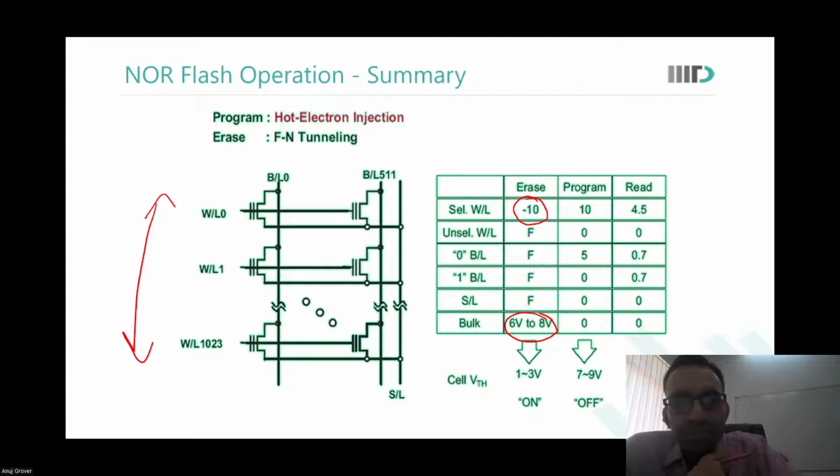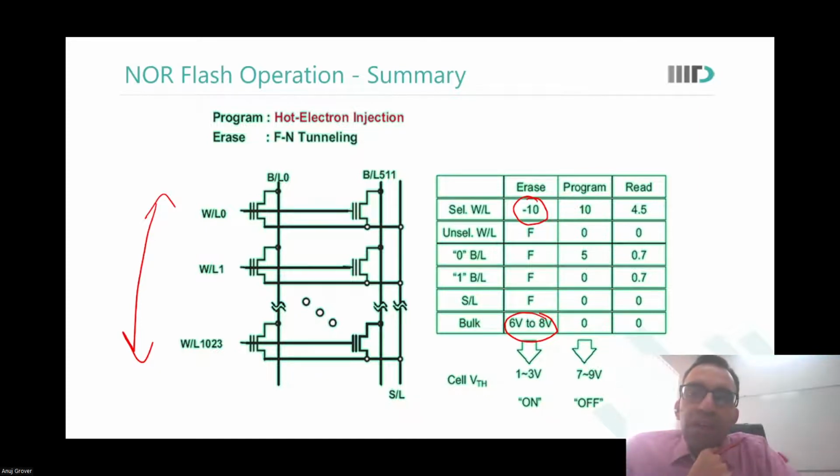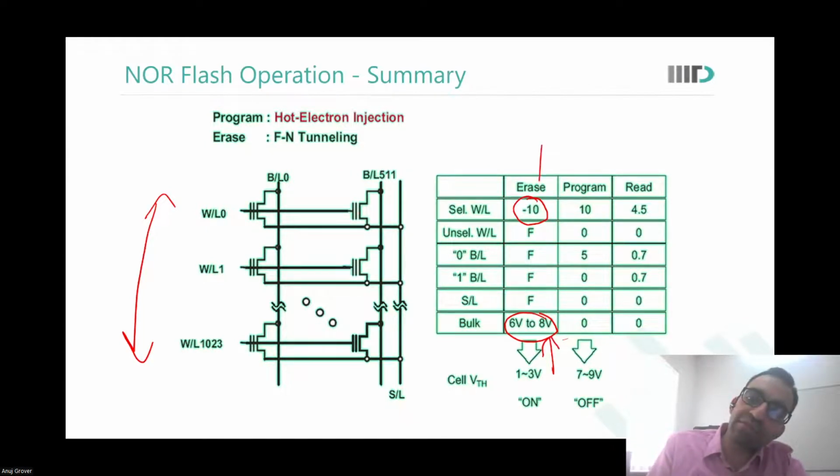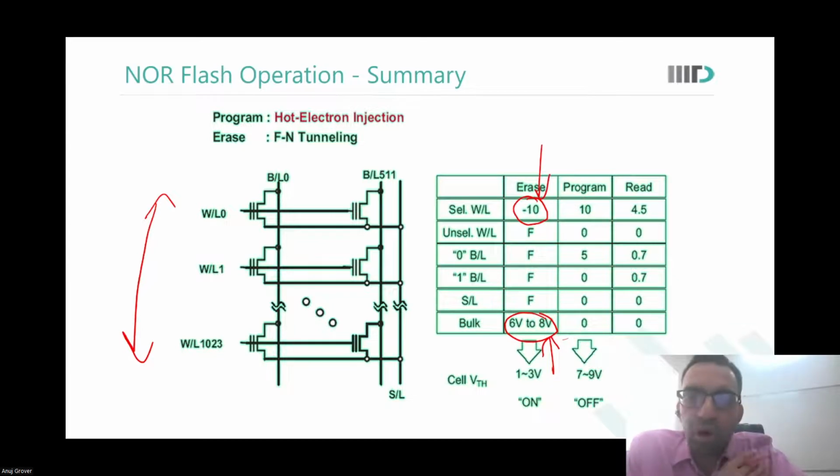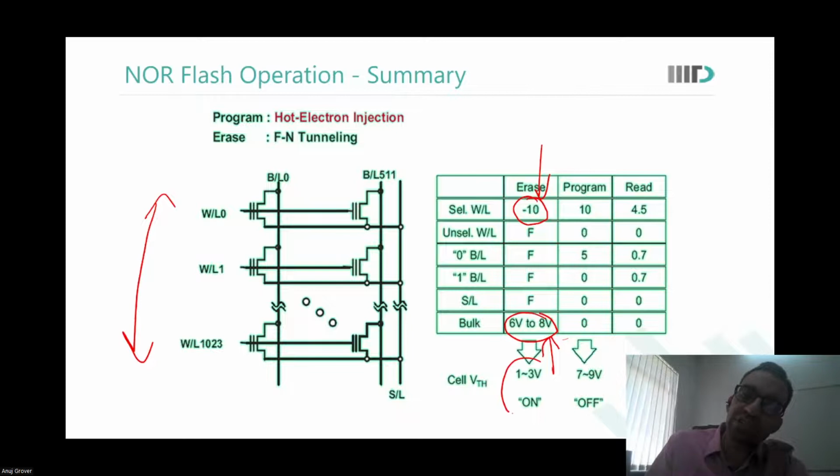FN tunneling will happen, and all the electrons that were there in the floating gate will be repelled into the bulk region. Bulk has a high positive voltage. Control gate has a very high negative voltage. So all the electrons in the floating gate will get repelled, and you will have cell VT again, which is in this range.